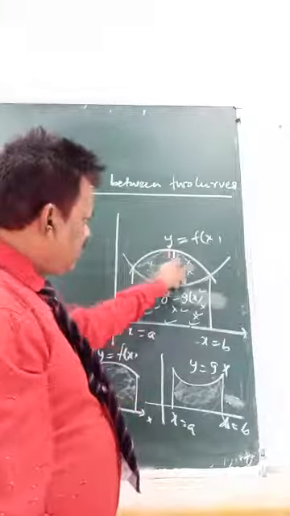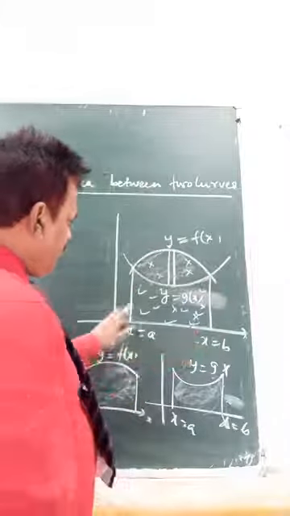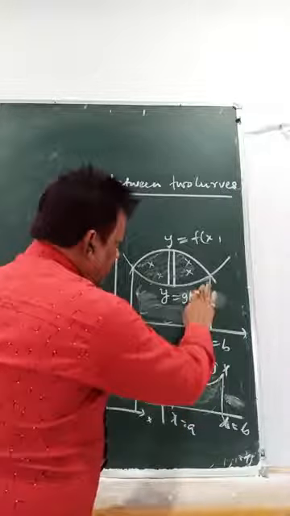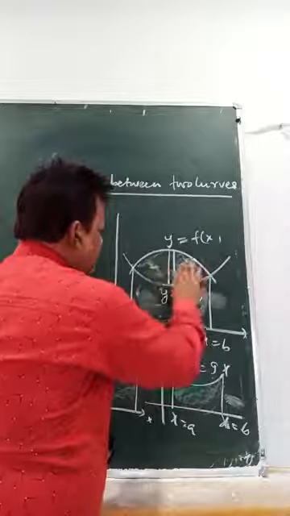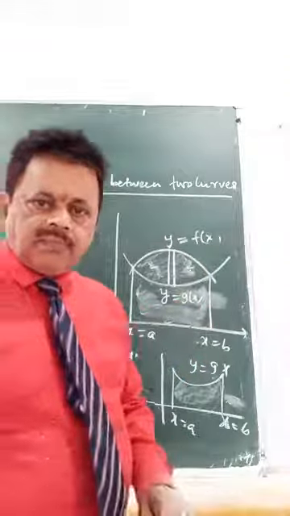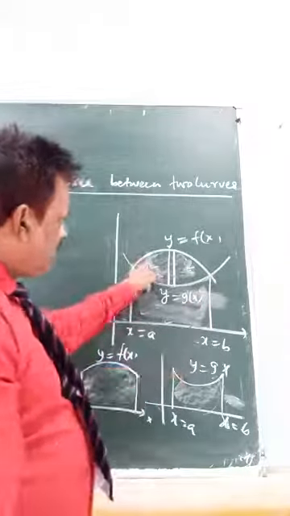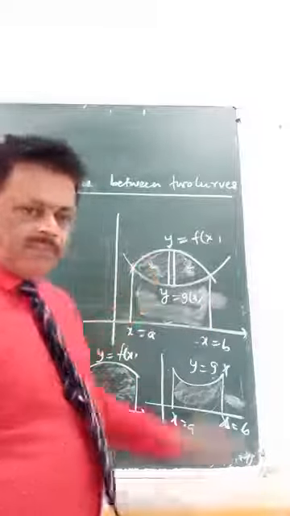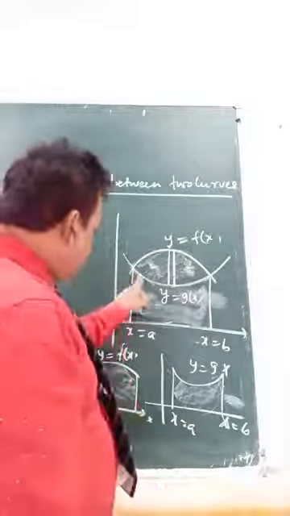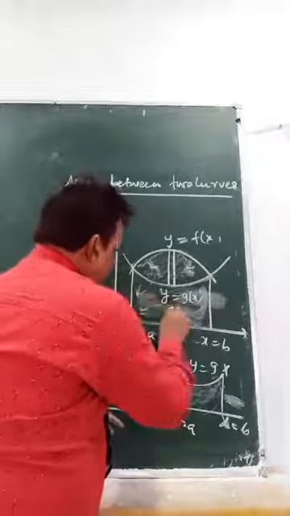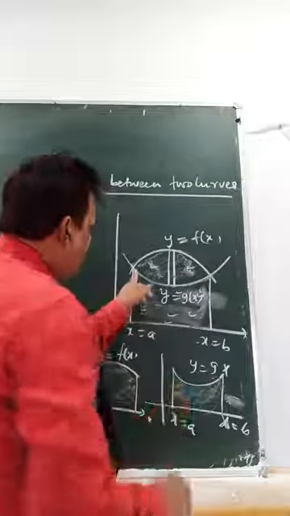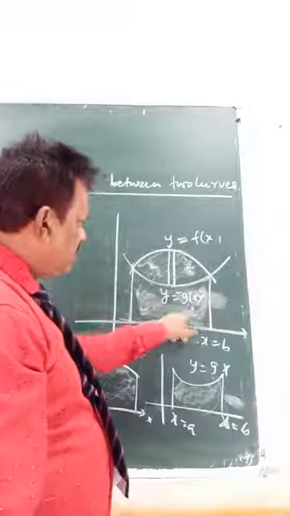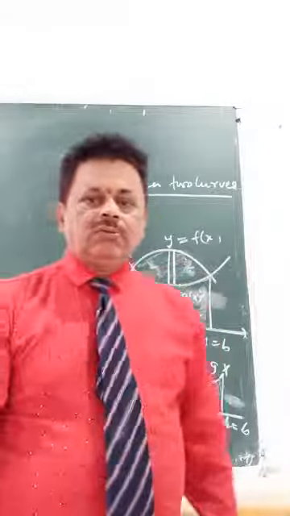That means from this total, if I remove this, then I will get this region. Got my point once more? This curve is covering the total area. This curve is covering this area. So from the total area, if I remove this area, then I will find the area between two curves.